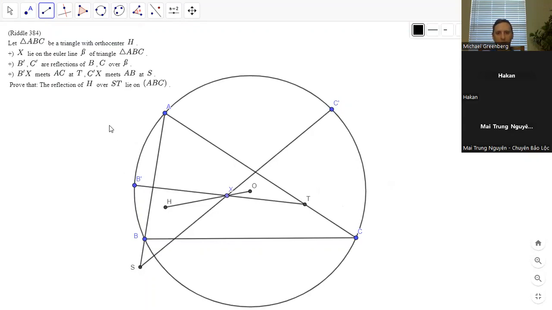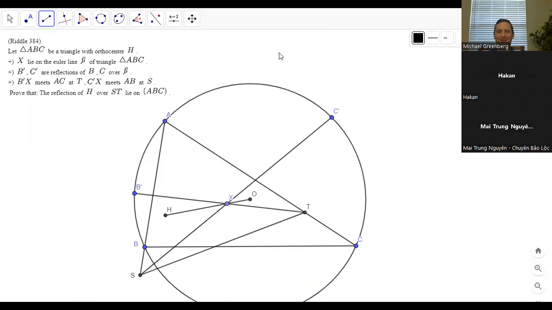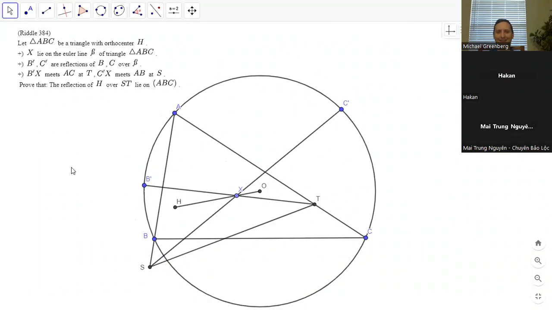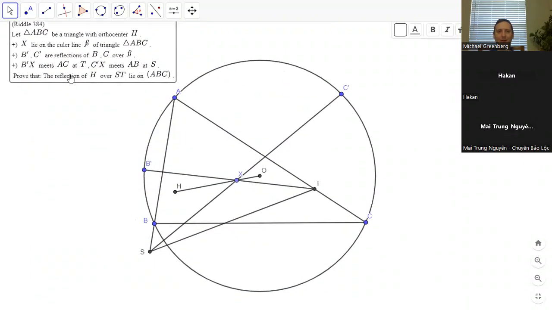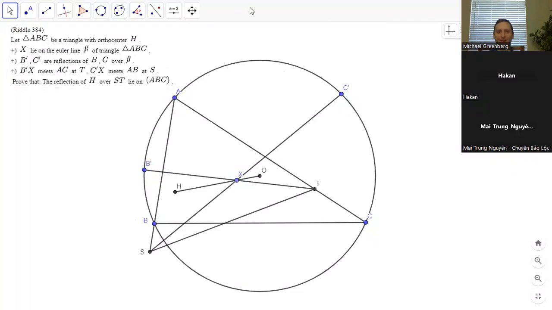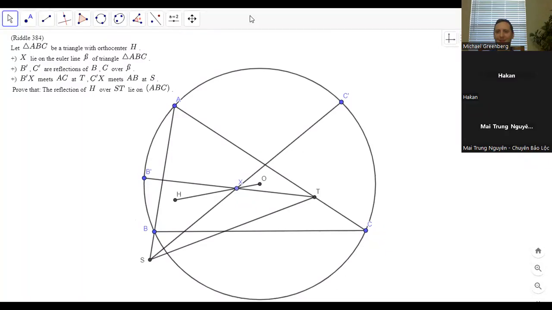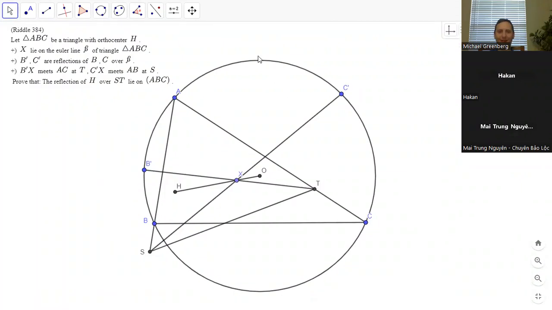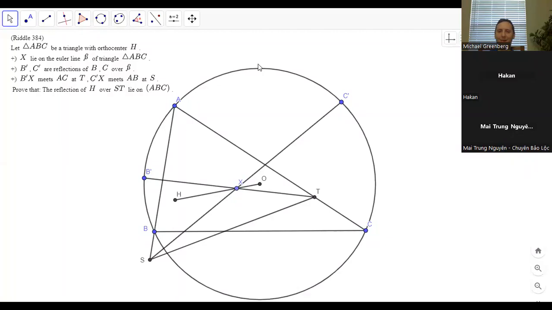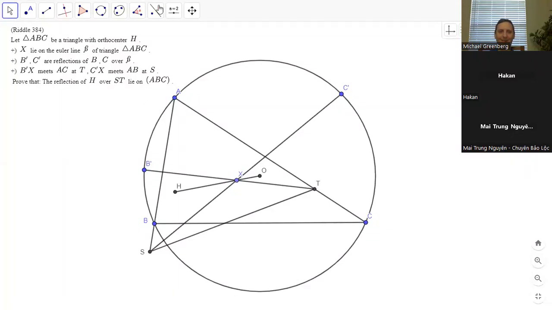And the reflection of H over ST, we want to show it lies on the circle. So that's kind of interesting. Wait, is that? Yeah, that's true. Or it looks true. Oh, did you see this problem before? Did you solve it, or you read the other solutions? Okay, so then maybe do either of you remember the solution? I could just do it right now.